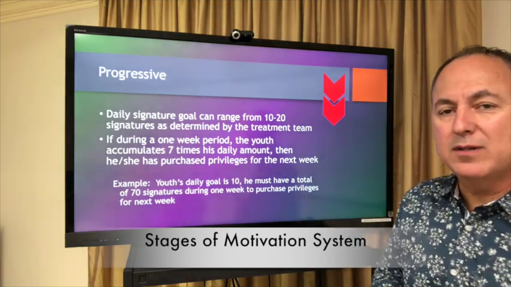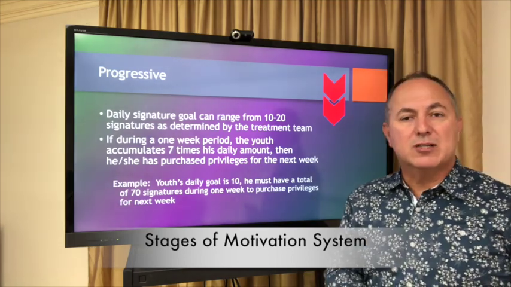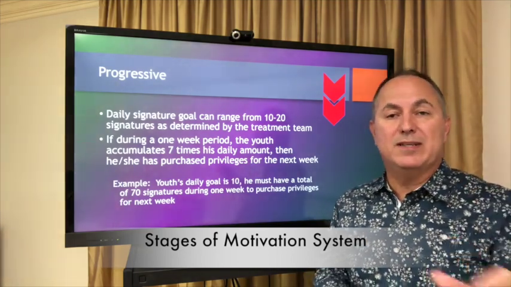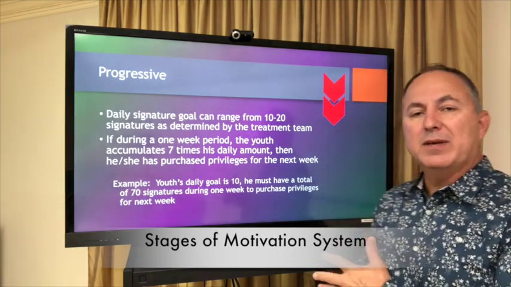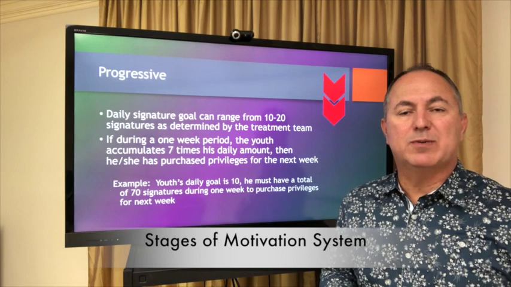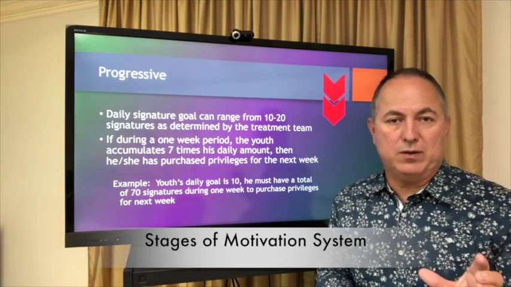Progressive is the next level in the stages of the motivation system. On that system, the signature goal on the signature card is going to be between 10 and 20, as decided by the treatment team. It's a little different in the progressive stage because it's a weekly system, and they have a weekly goal as well.